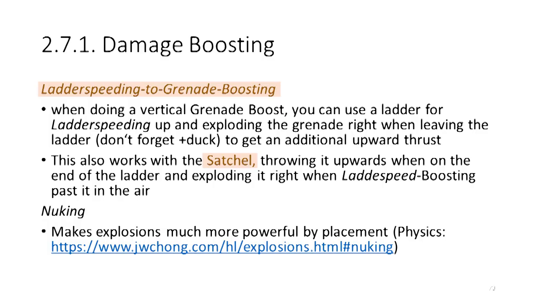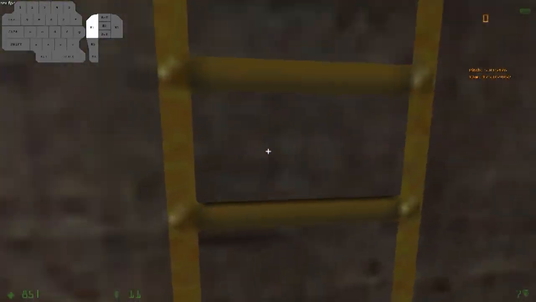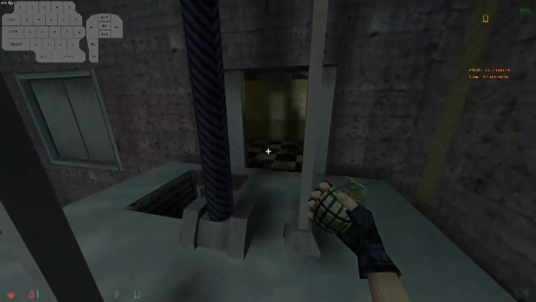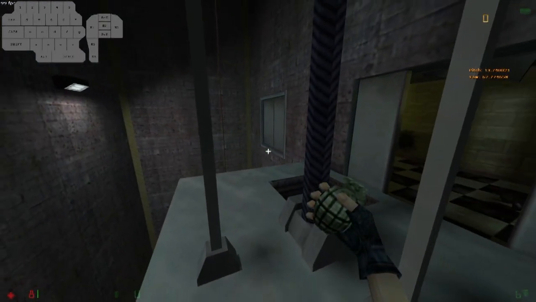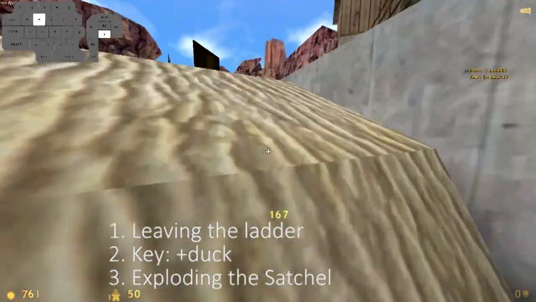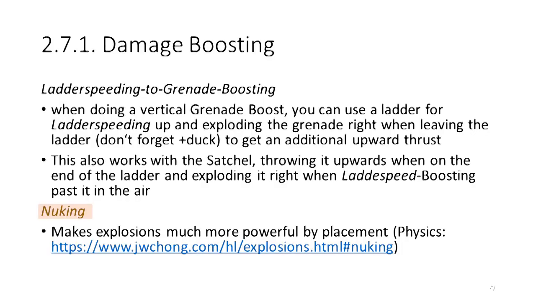You can combine ladder speeding with grenade boosting as it is done in Opposing Force. This just is a question of timing commands: leaving the ladder, getting crouched to maximize the boost and release the grenade quickly. A similar application you find with the satchel in the main campaign.